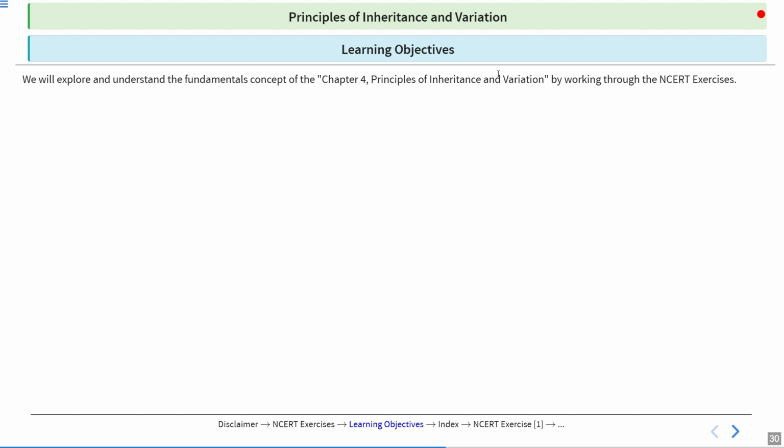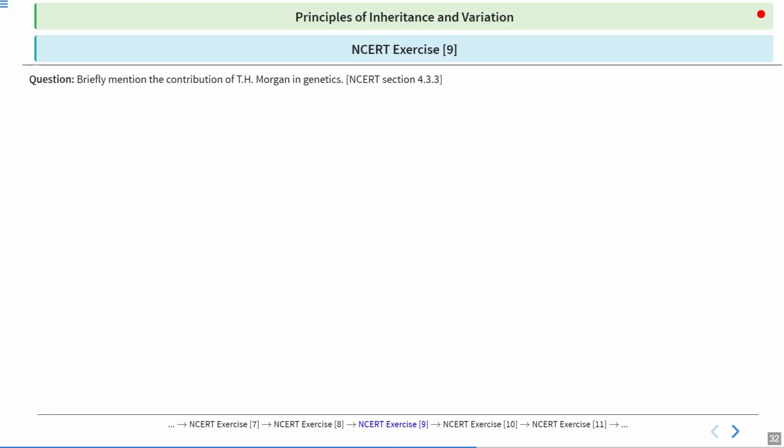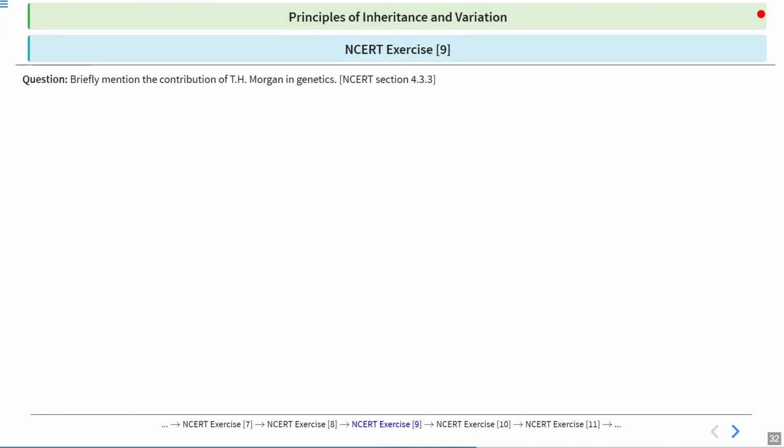Okay. So these questions are based on some concepts. We will understand these concepts by discussing the NCERT exercises. So we have discussed question number 1 to 8 in the previous session. Today we'll be discussing question number 9 to 16. Okay, so let's begin with this question now. This is question number 9 of the exercise.